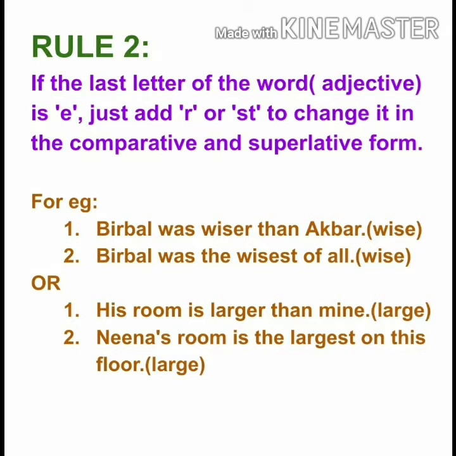So one thing we should understand is when an adjective ends with the letter E, you don't have to add ER and EST again. Instead, just add R and ST to change it to the comparative and superlative form.